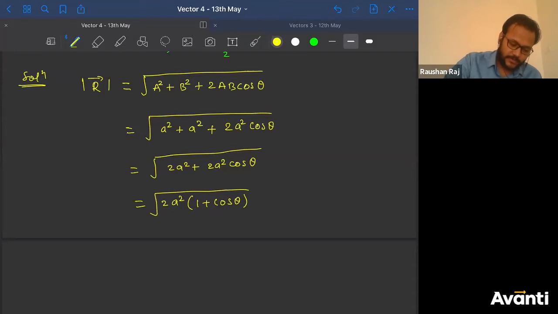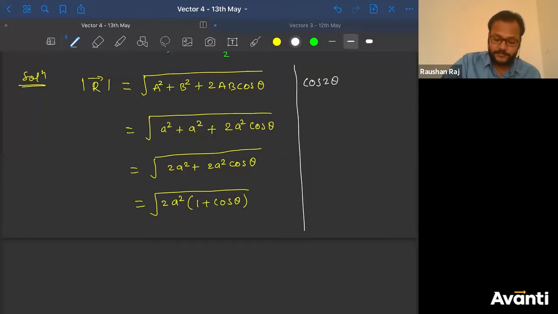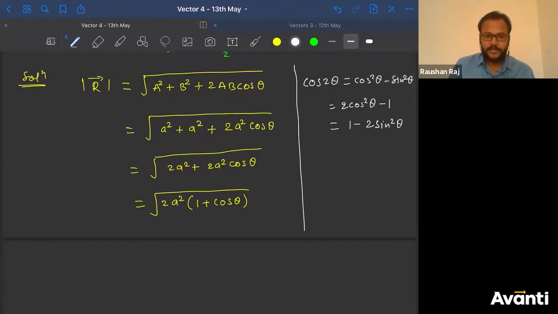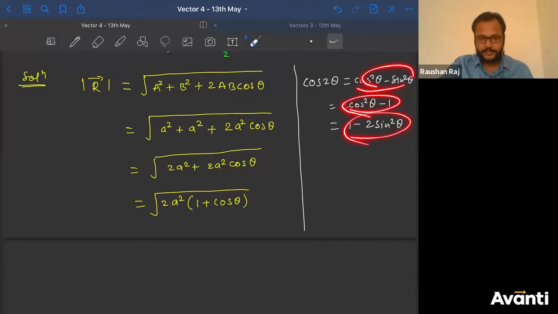You must have been taught this basic mathematics: if you have cos 2 theta, the first formula you must have studied is cos square theta minus sin square theta. Then you can also write this as 2 cos square theta minus 1. You might also have studied cos 2 theta as 1 minus 2 sin square theta. So if you have cos 2 theta, you can write it in any of these ways. Now look.